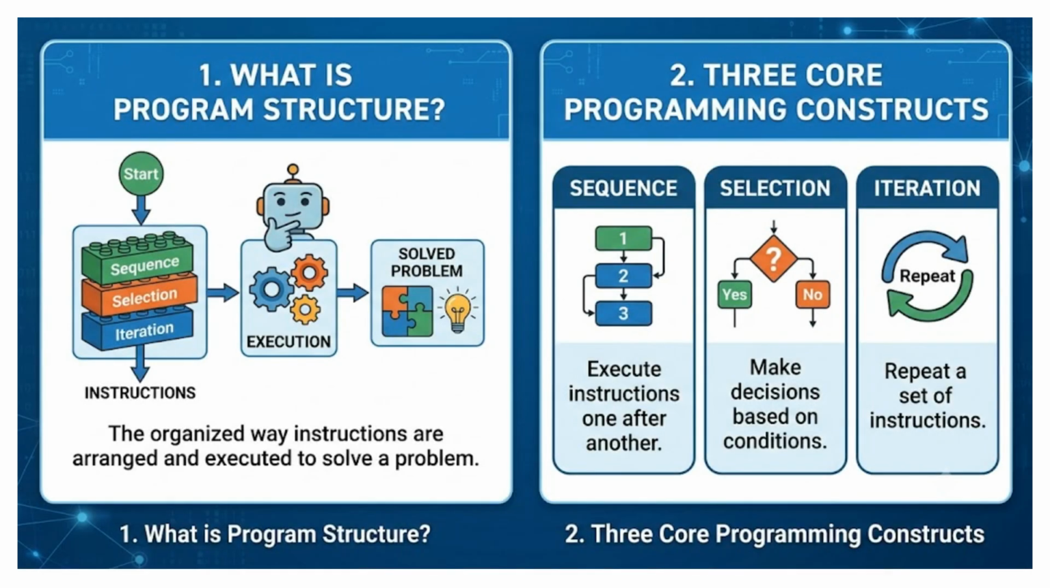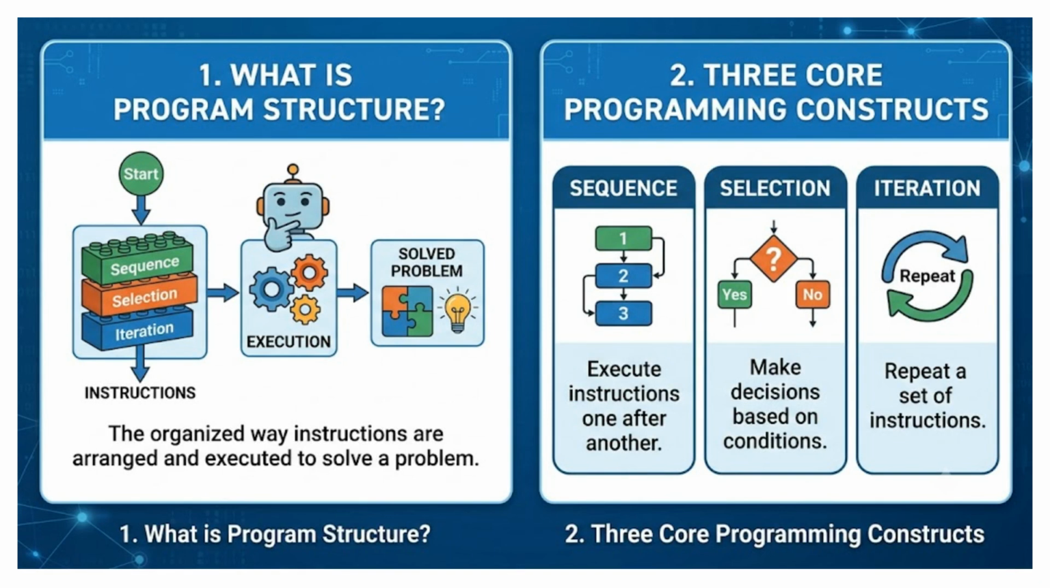Have you ever wondered how a computer knows exactly what to do? The answer is program structure. Program structure is the organized way that instructions are arranged and executed to solve a problem. Think of it like following a recipe. You need to complete each step in the correct order to get the desired result.